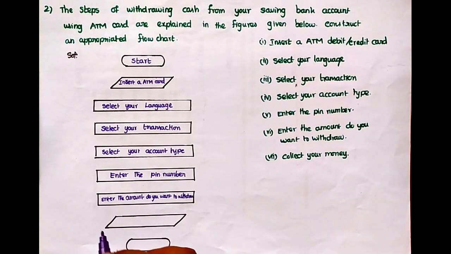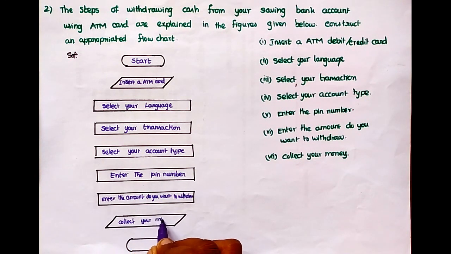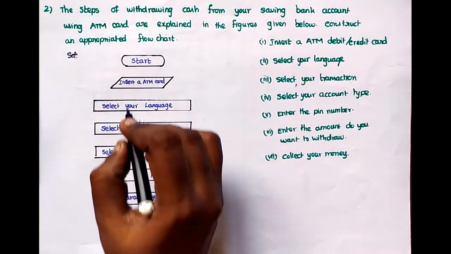Next one, output, collect your money. Money will come now. So collect your money, and then end. That is the flow chart. Now flow line you have to draw.